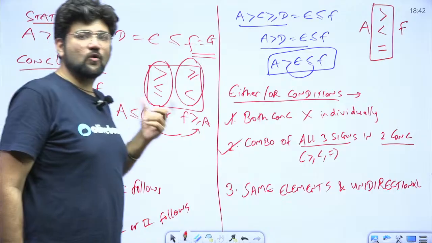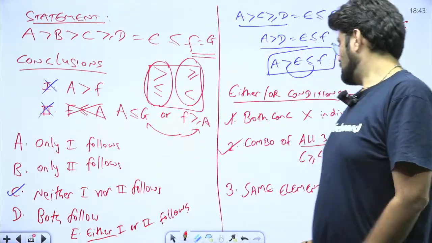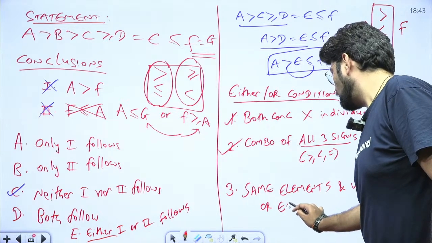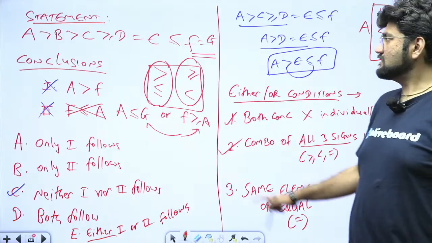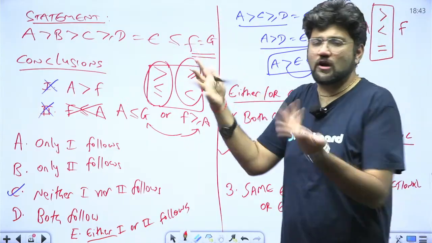F and G are equal. That means they are interchangeable, so they should be same elements or equal elements. What is equal elements? Means they are separated by an equal to sign. That means they can be interchangeably used. Instead of F, I can write G. Instead of G, I can write F. Not a problem at all.